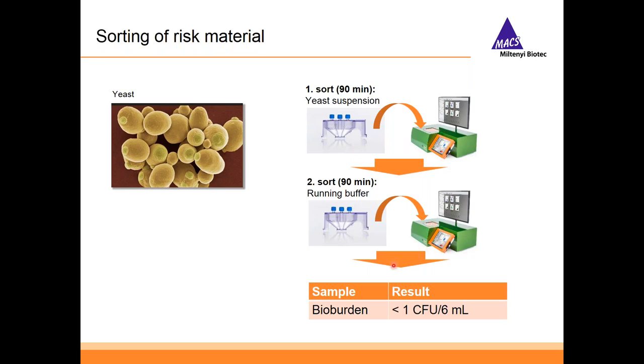And then we took out this cartridge here and checked the running buffer for its bioburden. And as you can see, we're not able to find any colony forming units after the sort. So you can see there was no carryover from this sample to this sample here. And of course, this makes it possible to also sort this kind of material in your system without going for the chance to infect the next one as well.